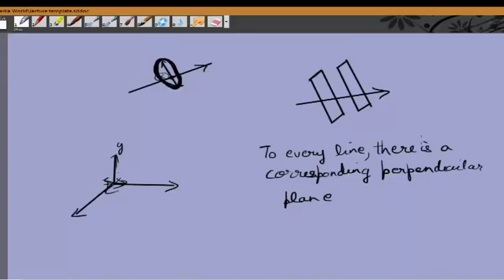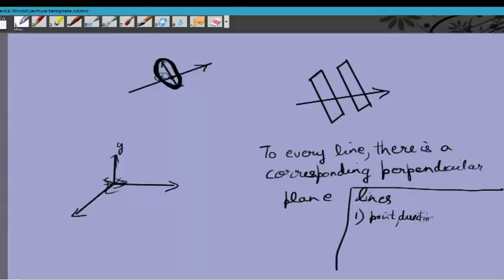The reason this is important is because when we were looking at how to write a line, we saw 2 ways: a point and direction form, or a 2-point form. We'll do something similar for planes. So for lines, we had two ways. One was point and direction, and the other was 2 points.